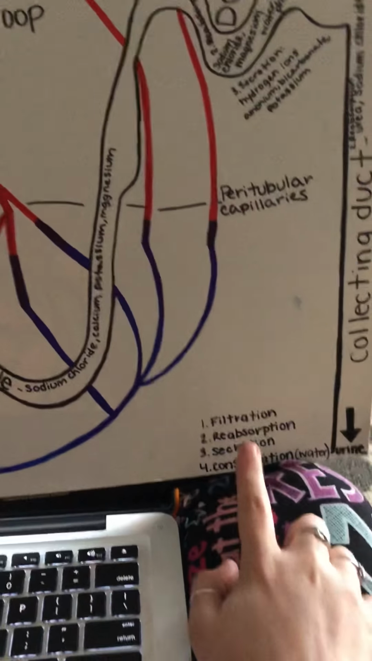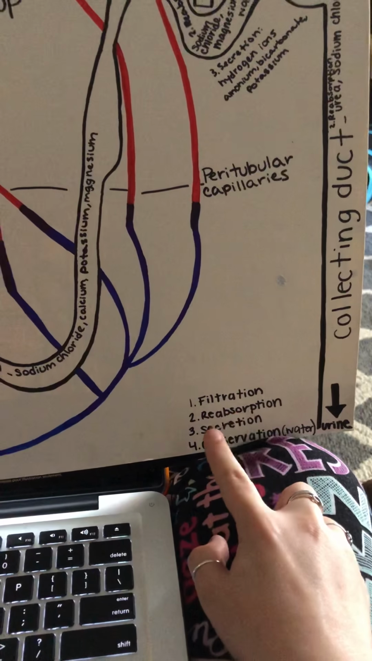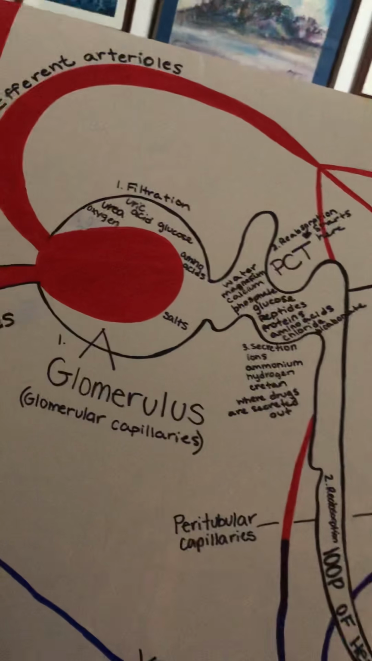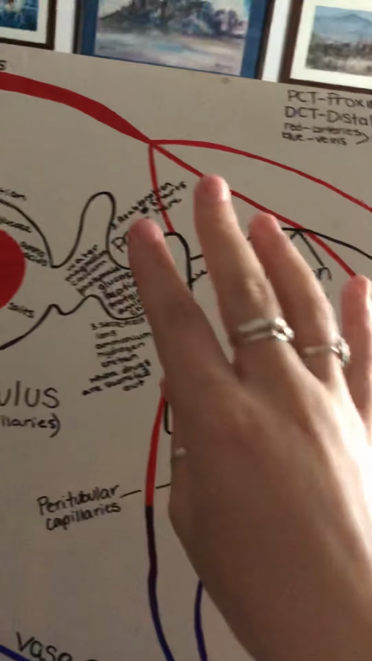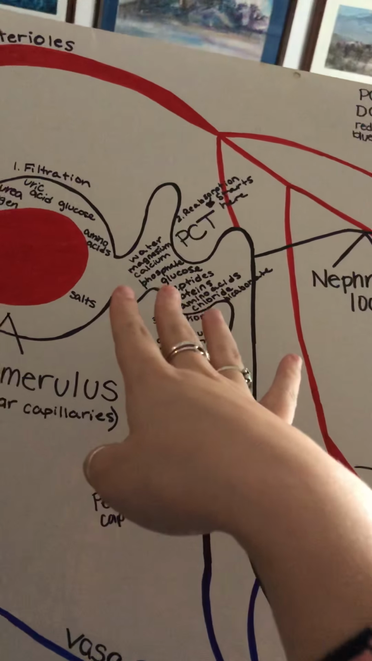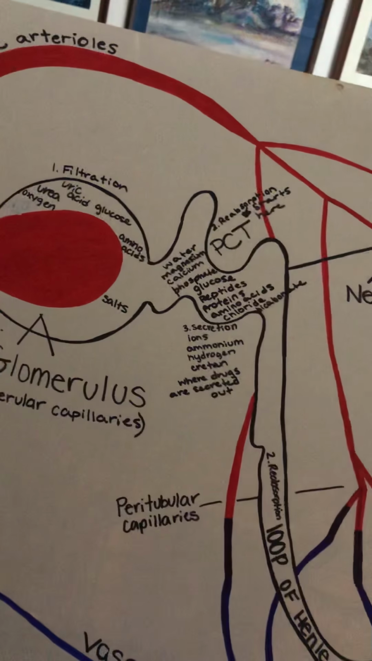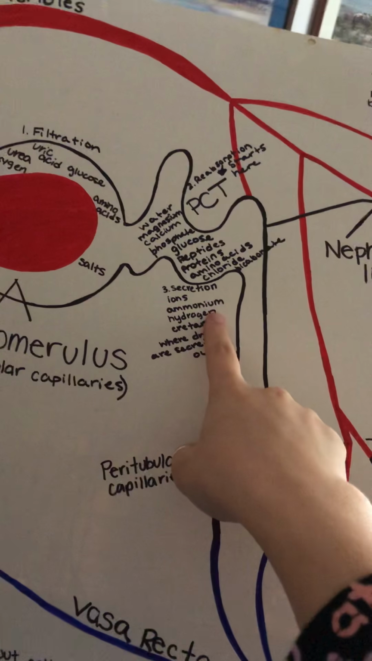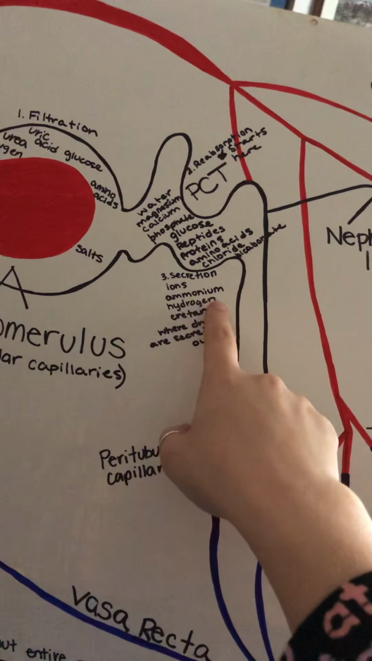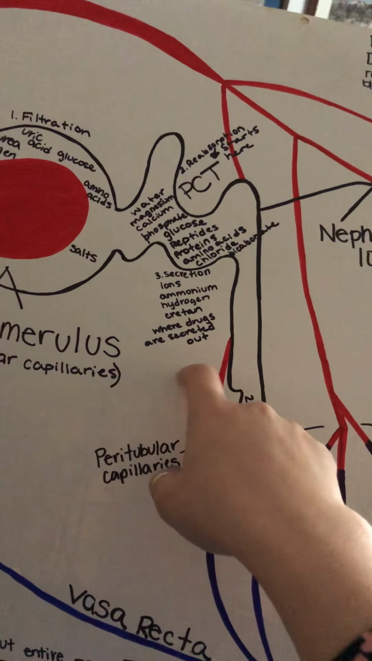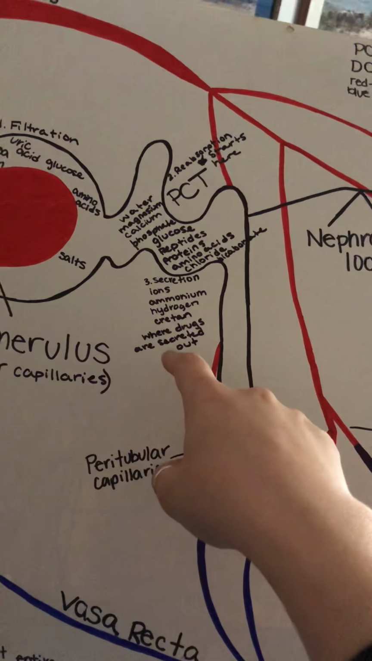You can see down here I have the 4 steps: filtration, reabsorption, secretion, and water conservation. So we covered filtration, we covered reabsorption here, here, here, and here. Now I'm going to go back over to the proximal convoluted tubules, and secretion happens here. What's secreted here is ions, ammonium, hydrogen. This is also where drugs are going to be secreted out.